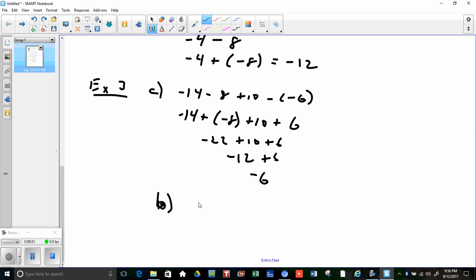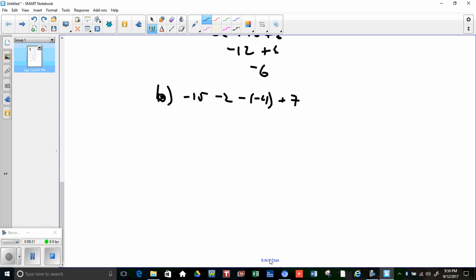All right, let's try another one. Let's do negative 15 minus 2 minus negative 4 plus 7. So again, we're going to leave the one plus sign alone. That's going to be fine. I'm going to change these 2 subtractions to addition problems.